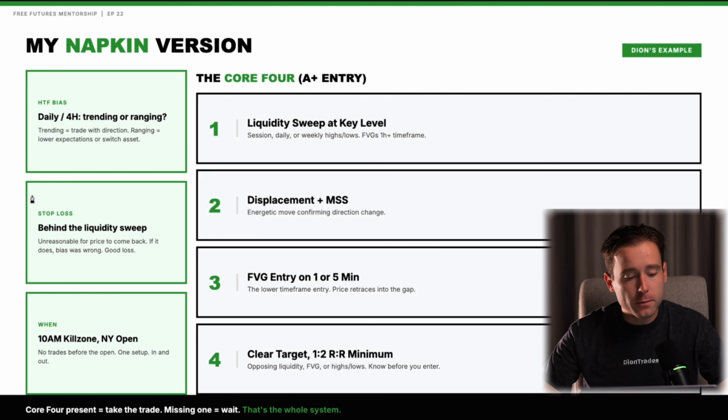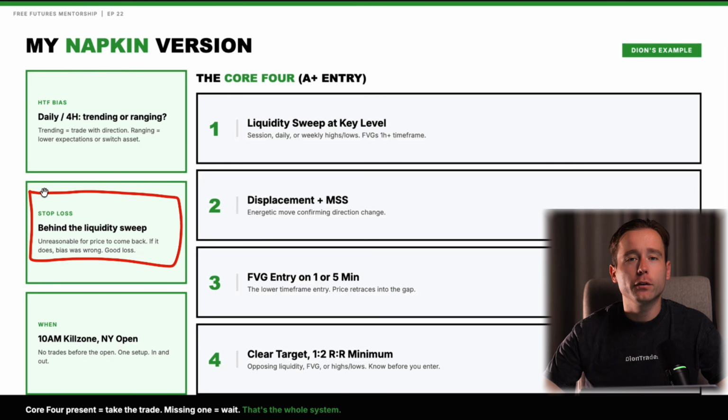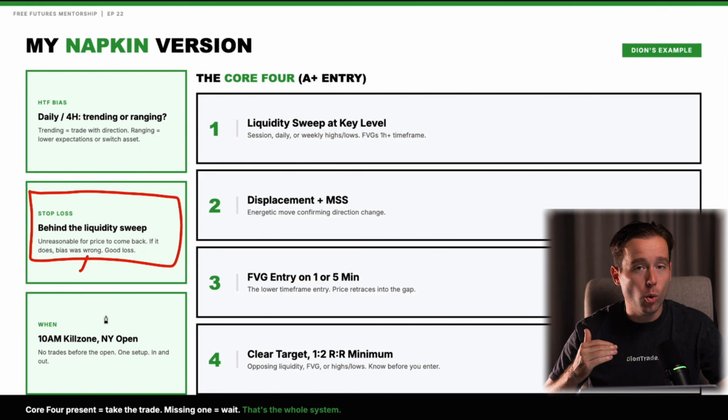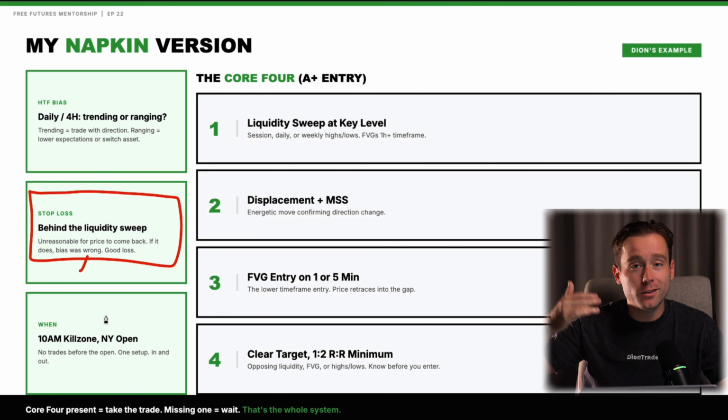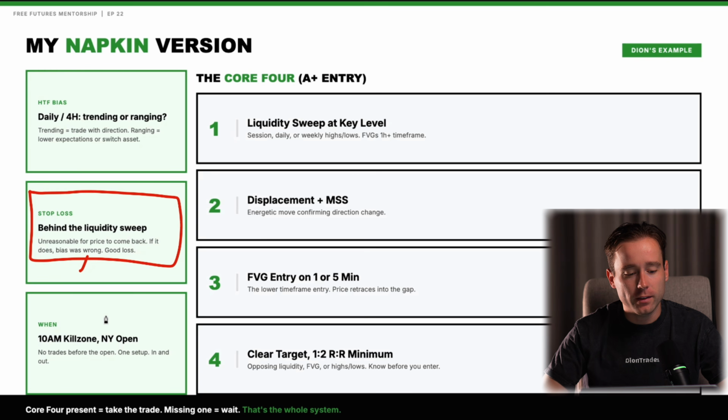And for stop loss placement, I like to have my stop loss behind a liquidity sweep. And if you struggle with win rate or you get stopped out a lot before the real move, use this rule. It needs to be unreasonable for price to come back to your stop loss. That means you could just shoot for a lower risk to reward for a while to up your win rate, to build some confidence. But at some point, make it unreasonable for price to come back to your stop loss.